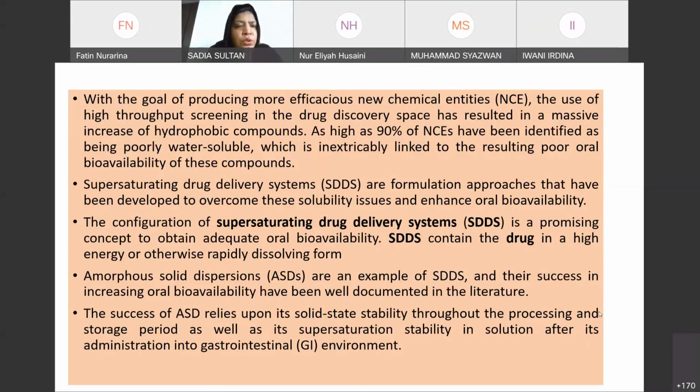Okay. Supersaturating delivery systems are formulation approaches. By this approach we can overcome the solubility issues and enhance the oral bioavailability. The supersaturating drug delivery system is a promising concept to obtain adequate oral bioavailability. By this system, by this configuration, we can enhance the oral bioavailability, right? And this system contains the drug in a high energy or otherwise rapidly dissolving form.